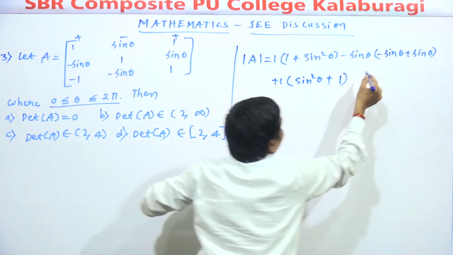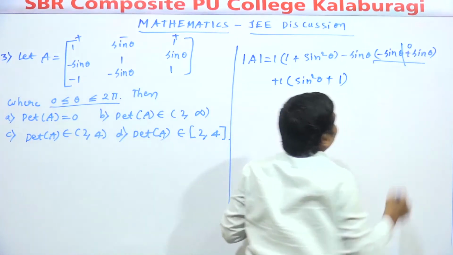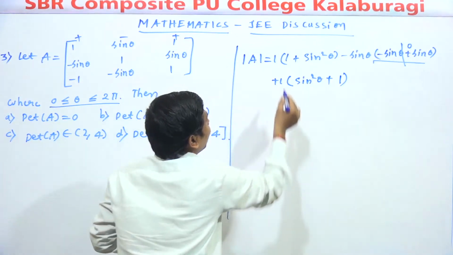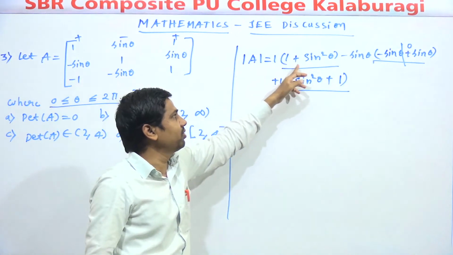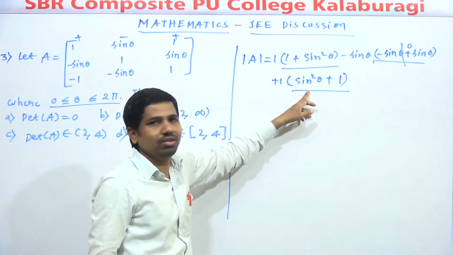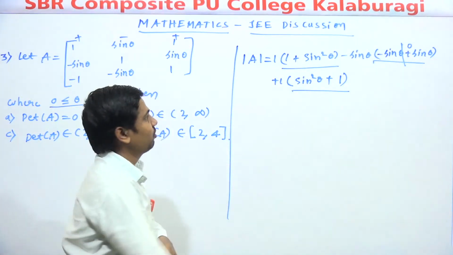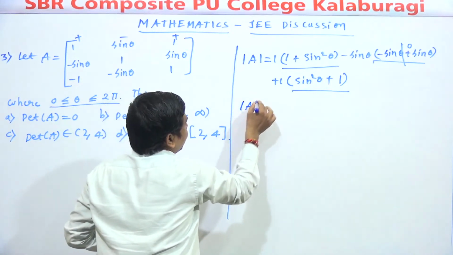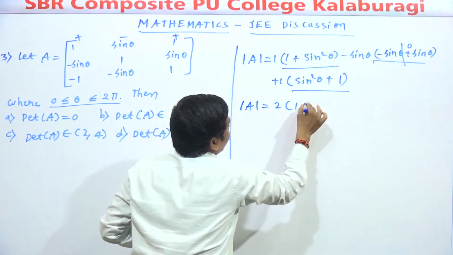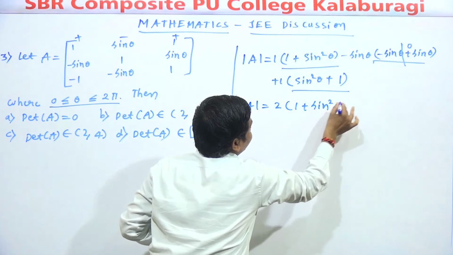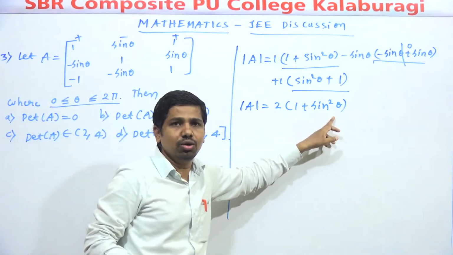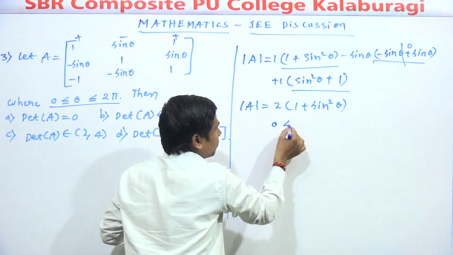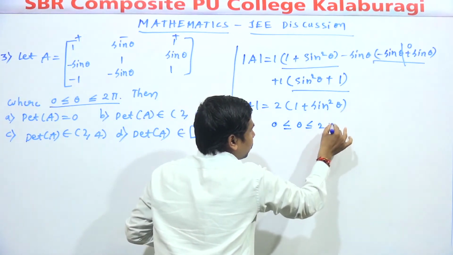Plus 1. So this is anyhow 0, minus sin theta plus sin theta is 0. So 1 plus sin square theta and 1 plus sin square theta, that is 2 times of 1 plus sin square theta. So the determinant of A is 2 times of 1 plus sin square theta. And where does theta lie? From 0 to 2 pi.